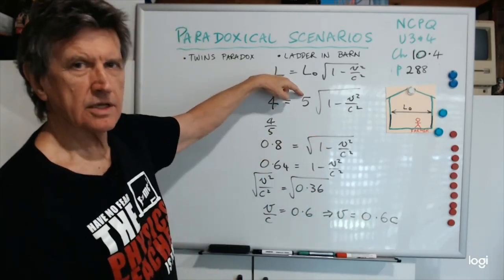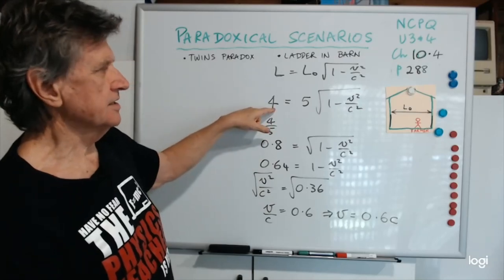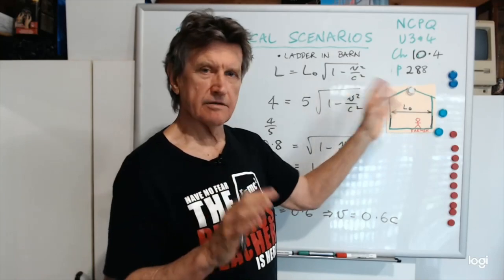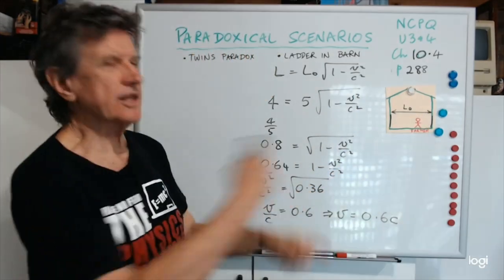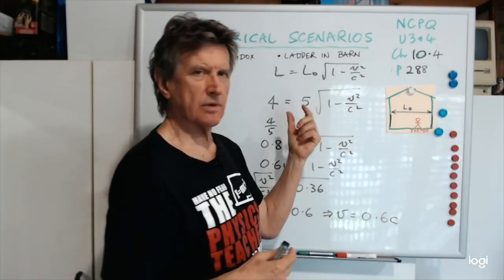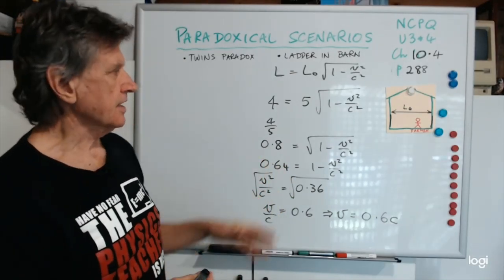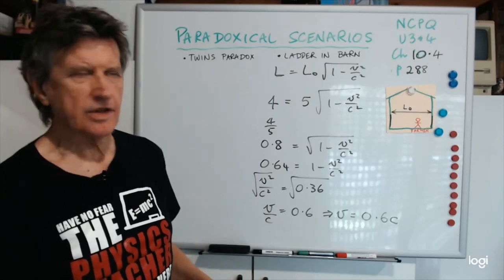meter pole, it would contract down to 4 meters, and if the barn was only 4 meters wide normally, it would fit. From the other point of view, from the barn moving this way, it wasn't going to fit to start with, and it would fit even less. Okay, so that's the resolution for that.